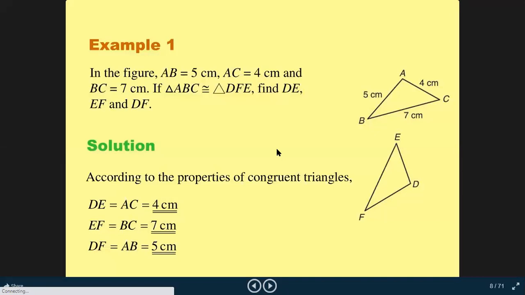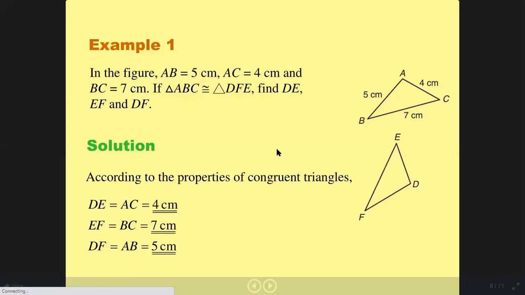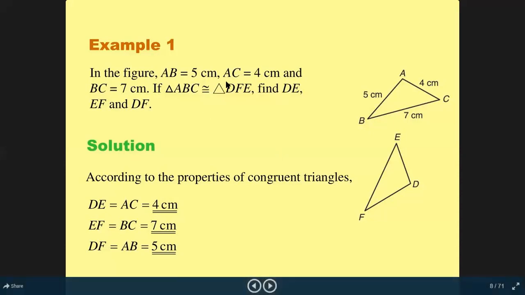In this figure, AB equals 5, AC equals 4, and BC equals 7, and the two triangles are congruent. Find quickly DE. It will be corresponding with which part? It will be with AC. So DE is equal to 4 centimeters.